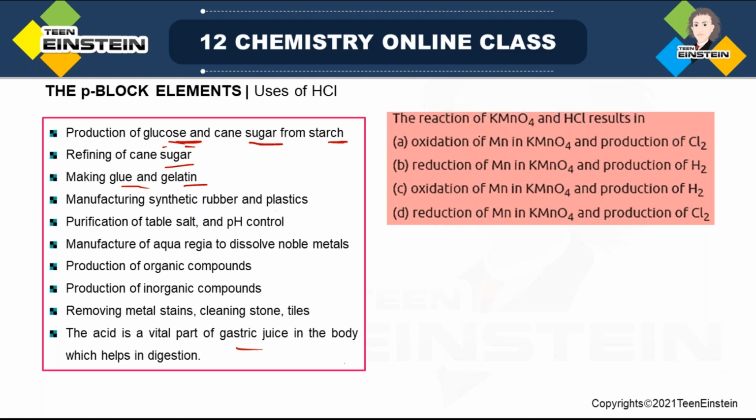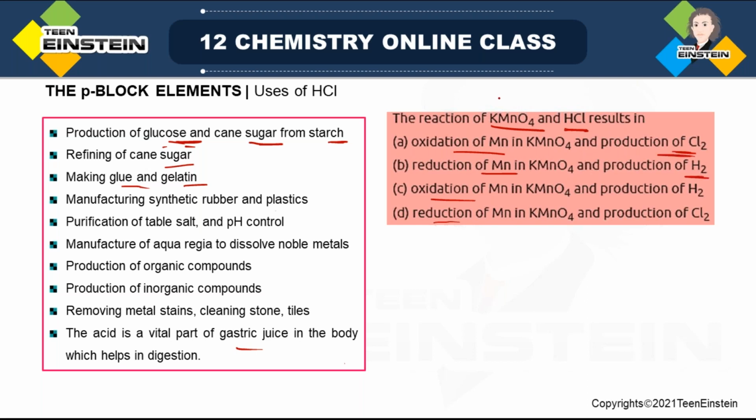Here we have a problem. Reaction of KMnO4 and HCl. What will happen? See, four different options are there. Is it oxidation of Mn in KMnO4 and production of chlorine, or reduction of Mn in KMnO4? Then again these two are repeated. Oxidation or reduction, two possibilities are there. And in the options, the second part is either production of chlorine or production of hydrogen.